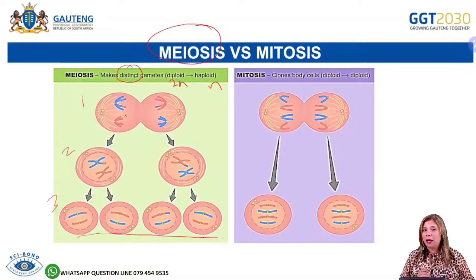What does distinct gametes mean? Distinct means they are visibly different. That means we can see them with our eyes. We can see that they are different. That one's got a little bit of red. That one has got all red. So we can see that.